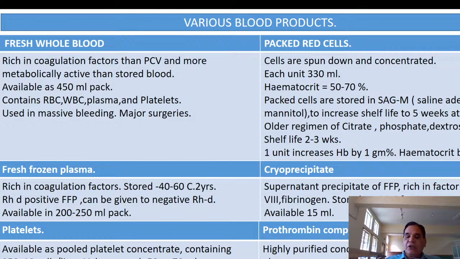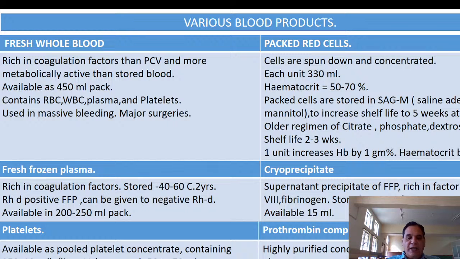Cryoprecipitate is the supernatant, what remains at the top. It is rich in factor 8 and fibrinogen. So this is the top, and what you get below is fresh frozen plasma. After centrifugation, the superficial part is cryoprecipitate. It is stored at minus 30 degrees for 2 years. Availability is 15 ml.